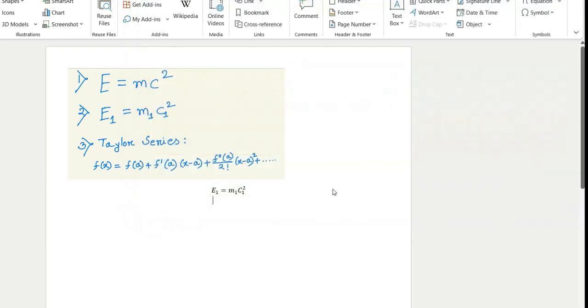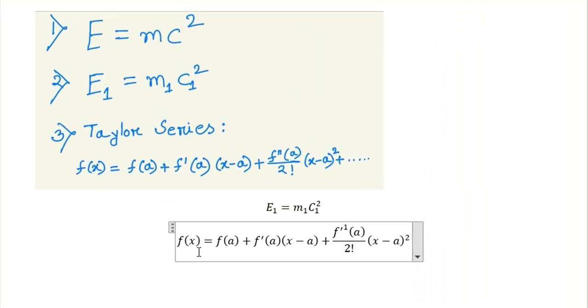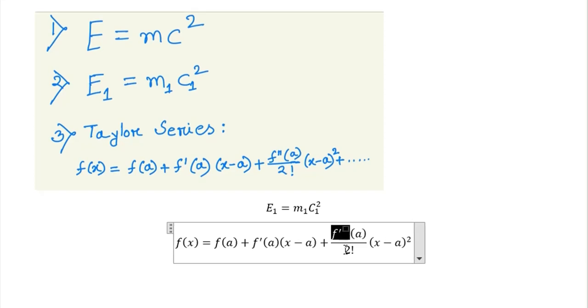Then click Insert. See, f of x equals f a plus f dash a into x minus a plus f dash. Here you can change it to double dash. You need to see the preview. See, here we wrote f dash 1, so you need to write the equations correctly so that you will get the right equations.